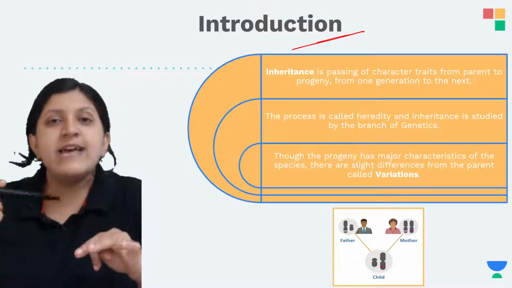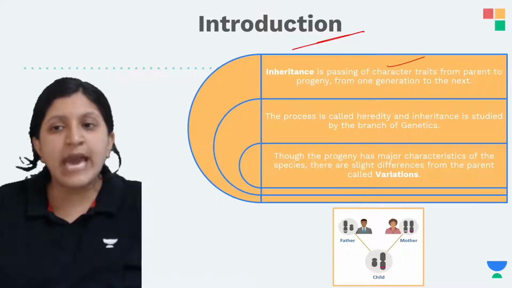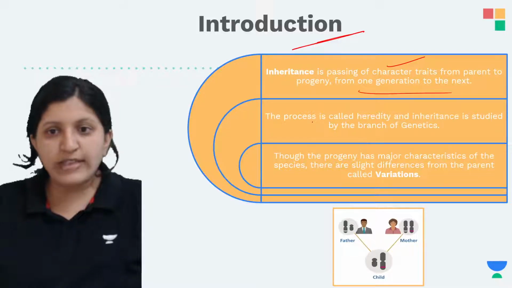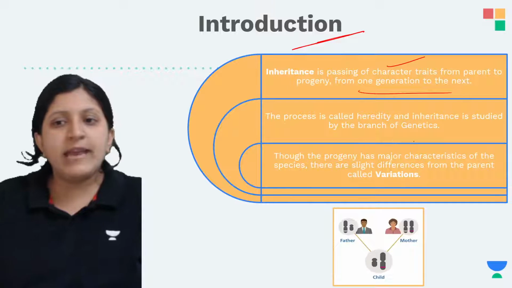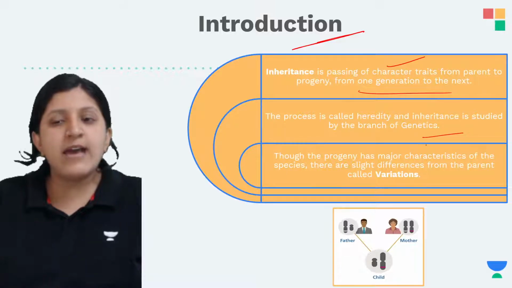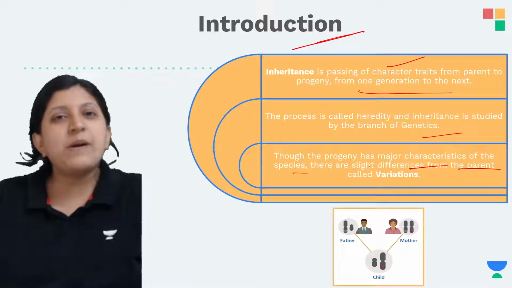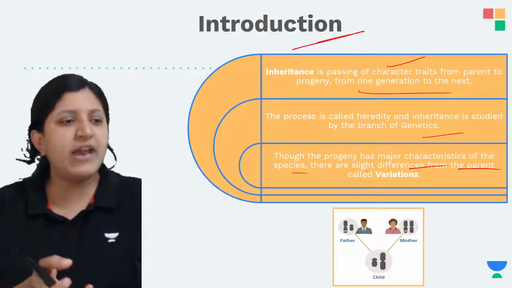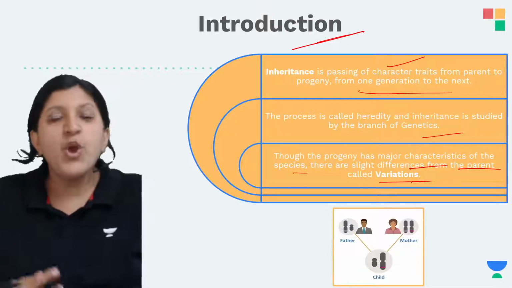Okay, so similarities are there and differences are also there. They are not completely identical, but they are similar. Inheritance is basically the passing of character traits from parents to the progeny, from one generation to the next. That process is called heredity, the passing of characters, and inheritance is studied by the branch of genetics. Though the progeny has the major characteristics of the species, there are slight differences from the parent. It is similar but there is a variation. That slight difference is what we call variation. They are not completely different, just slightly different.